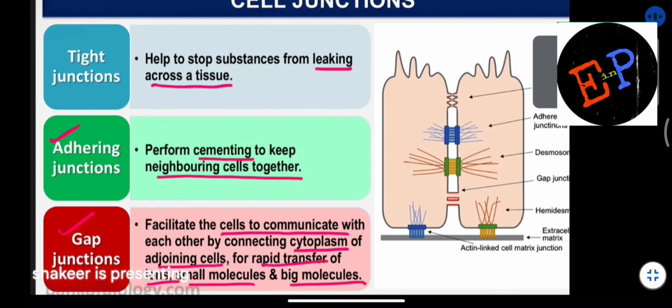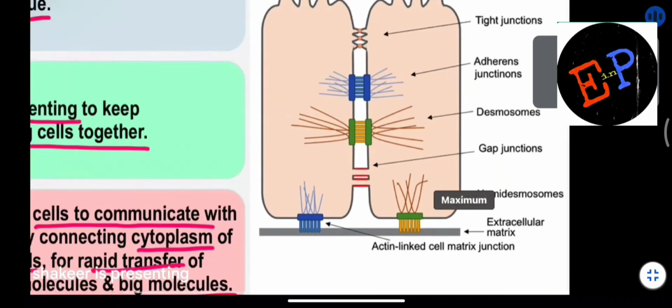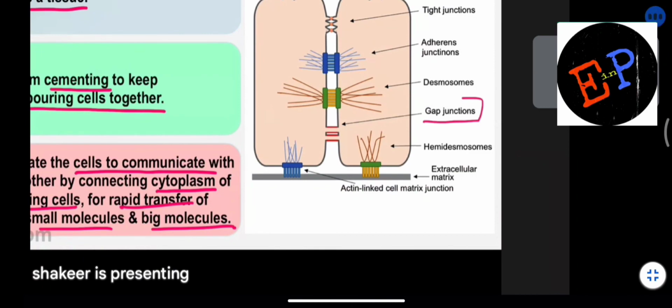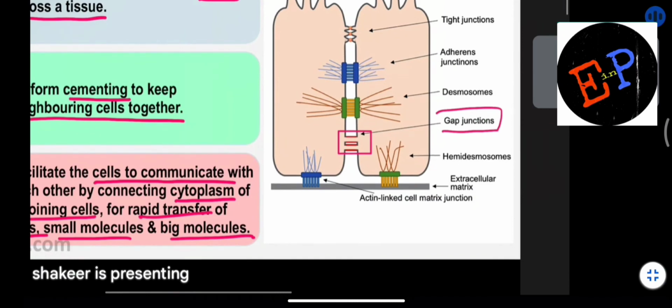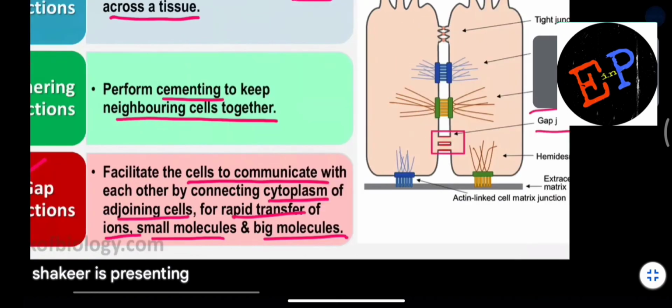So in this figure you can see here, this is the gap junction. This is the gap junction. What is this gap junction doing here? The gap junction is connecting the cytoplasm of two cells. You know what is meant by cytoplasm? The living matter which is present inside the cell is called cytoplasm. That cytoplasm is connected by gap junctions.